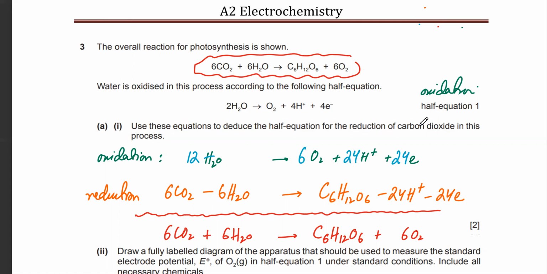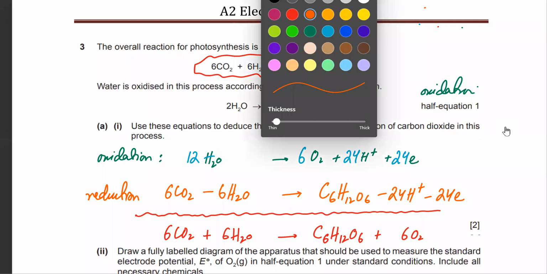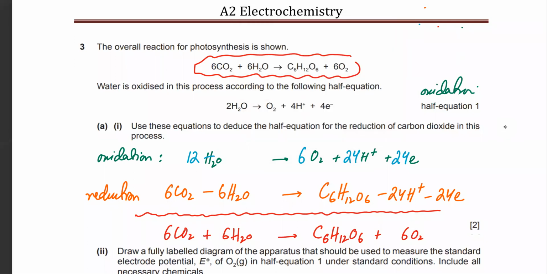So will this get added up with this to give you this? Just have a quick check. 24 H+1 will get cancelled out, 24 electrons will get cancelled out, and you'll only have glucose plus 6 O2s coming from there. So I have finally this equation, which is kind of a weird looking equation at the moment.